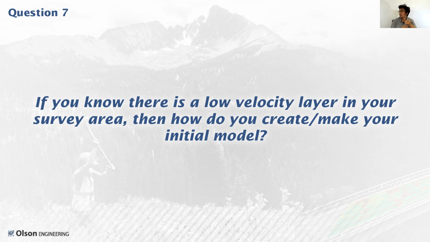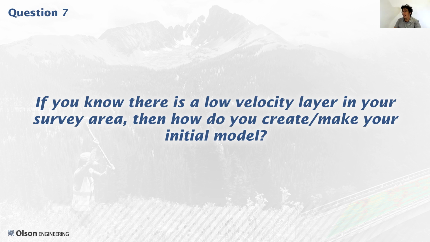If you know there is a low velocity layer in your survey area, then how will you create your initial model? One thing I didn't mention, because it's a little bit more of a sophisticated way to go about this, is that if you constrain your high velocity layer, you can actually do refraction tomography. So if you know how thick your high velocity layer is, you can do that.